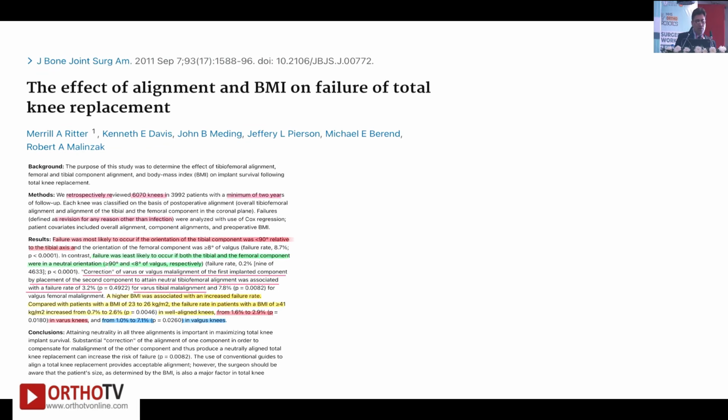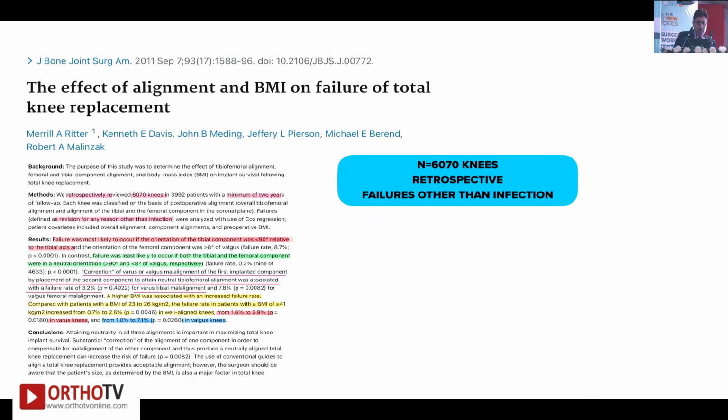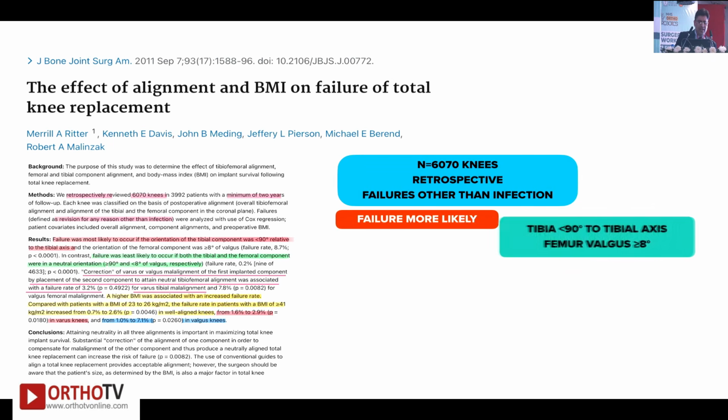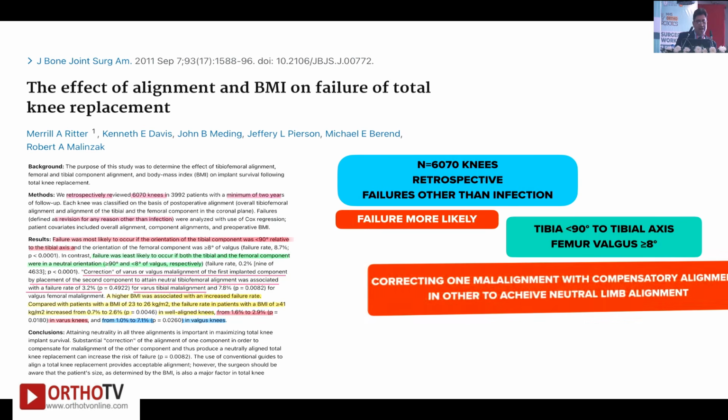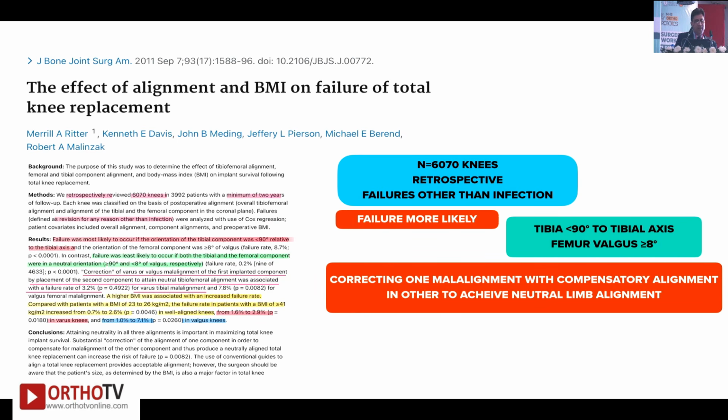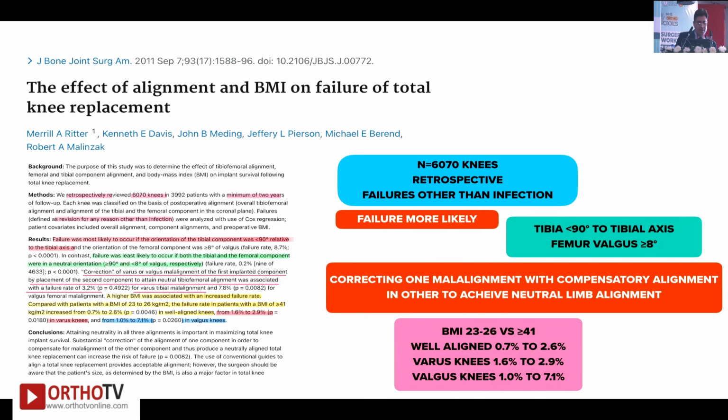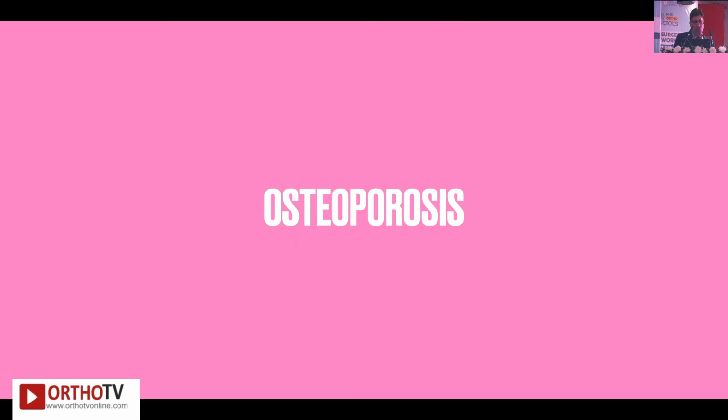It's just the author's choice what they are trying to tell you. But if you are putting your implants in angles, and if you are trying to compensate a wrong angle in one implant with the opposite angle in the other implant, it again increases the risk. So the failure is more likely if the tibia is not at 90 degrees, if you are trying to match one implant with the other, and the BMI we have already discussed.